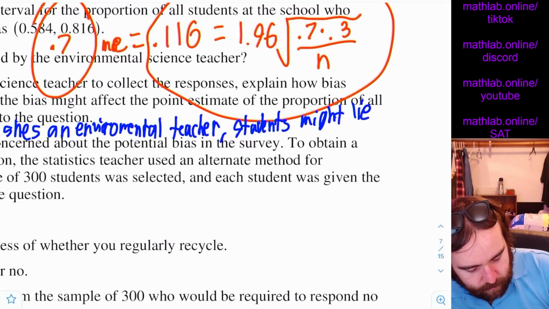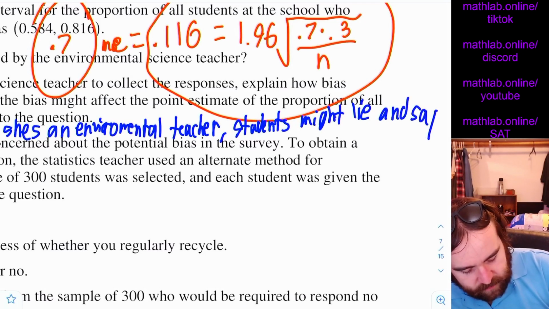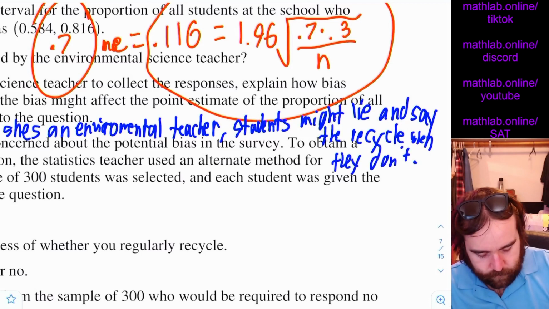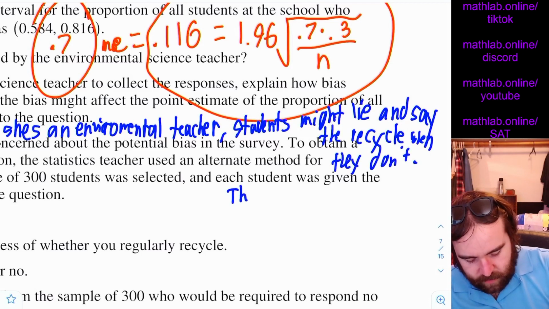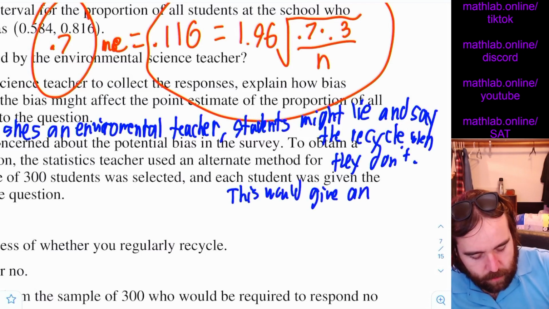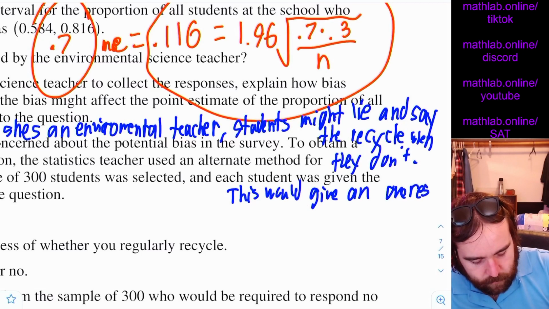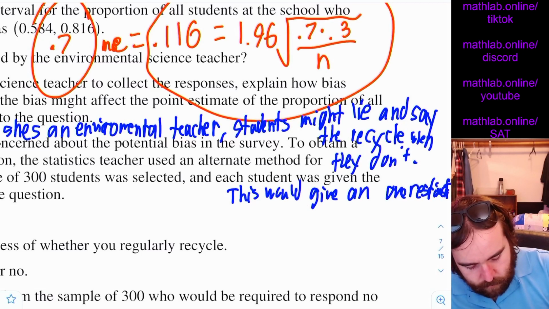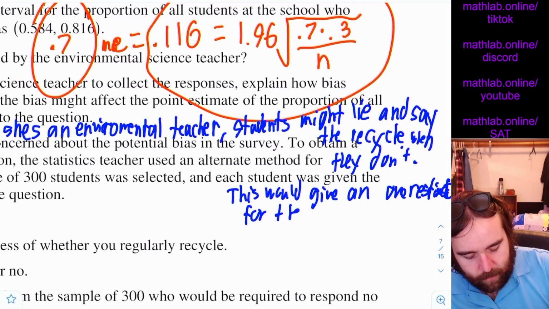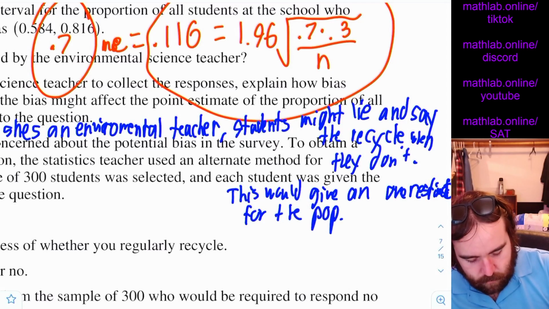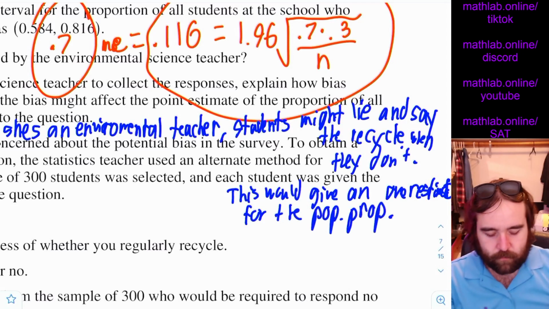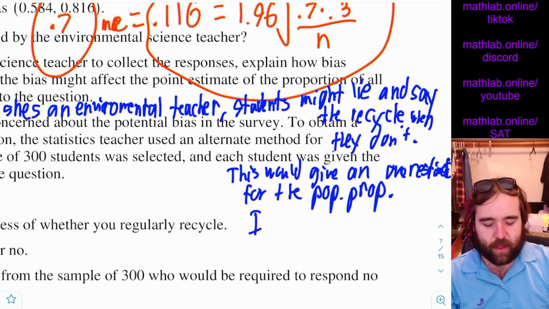Students might lie and say they recycle when they don't. This would give an overestimate for the population proportion. I'll go ahead and throw in it is response bias.